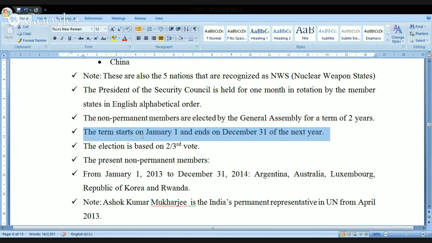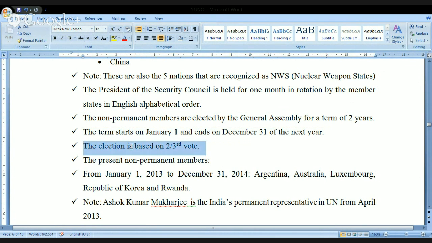I'll give you one example now. Before that, let me tell you this point. The election is based on 2/3 of the vote. In India, whenever it comes to 2/3, we always say that it is a special majority. Next, look at this. The latest information. The present non-permanent members are, look at this. I'm just giving it to you.